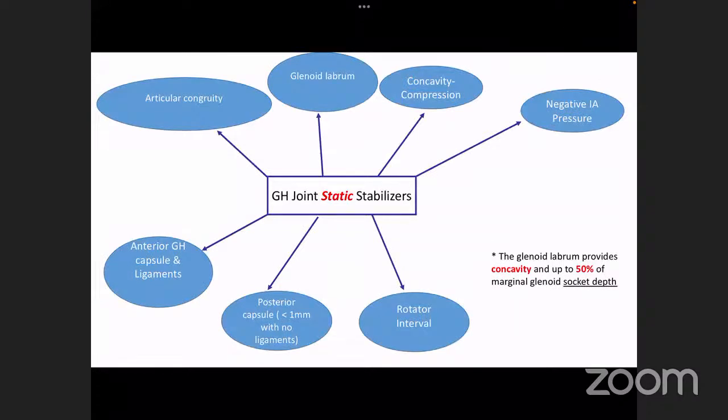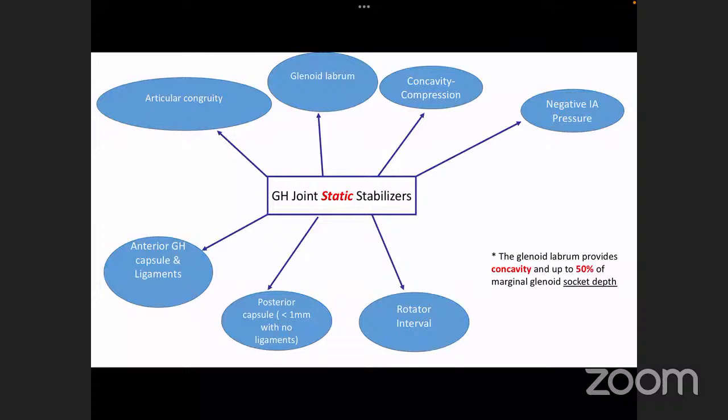It's about glenohumeral joint static stabilizers and dynamic stabilizers. You know that it's not a stable joint. It's the most commonly dislocated joint in the body. The most important static stabilizers are articular congruity, the glenoid labrum, the concavity that makes compression between the glenoid and the humerus, and negative intra-articular pressure. That's why it's commonly seen, especially with a proximal fracture that is subluxed, because the capsule is injured.